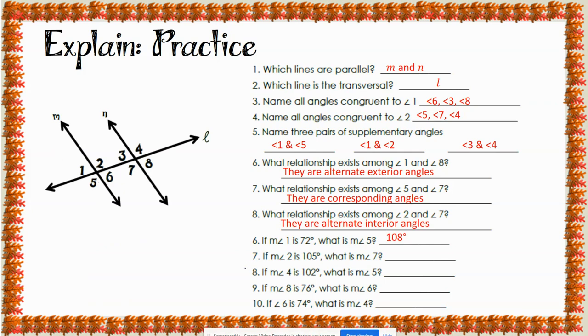Number 7 says if the measure of angle 2 is 105 degrees, what is the measure of angle 7? So what would angle 7 equal? Well, when I look at 2 and 7, I know that they're both interior angles and they are both on opposite sides of the transversal. So that means that they are alternate interior angles. If they are alternate interior angles, that means that they are congruent to each other. So if angle 2 equals 105 degrees, then angle 7 also equals 105 degrees.